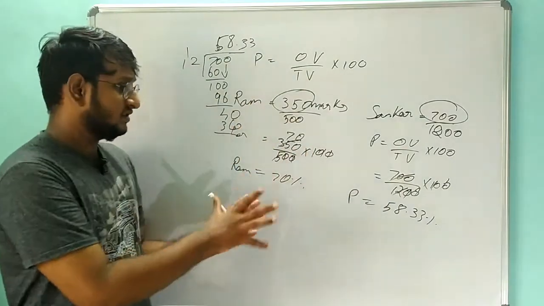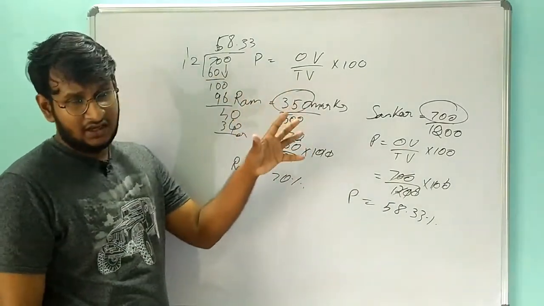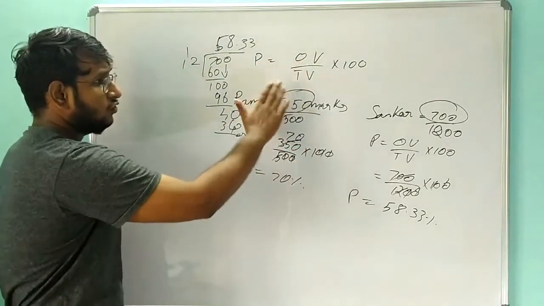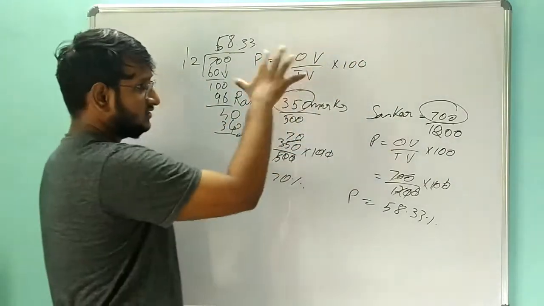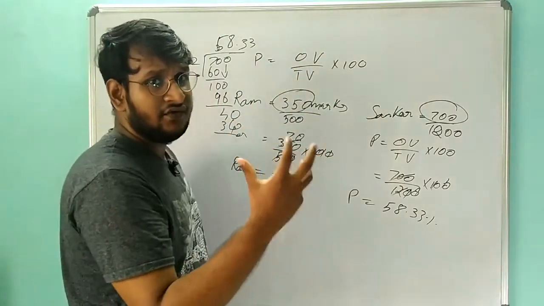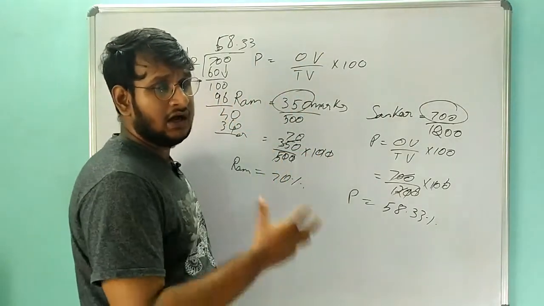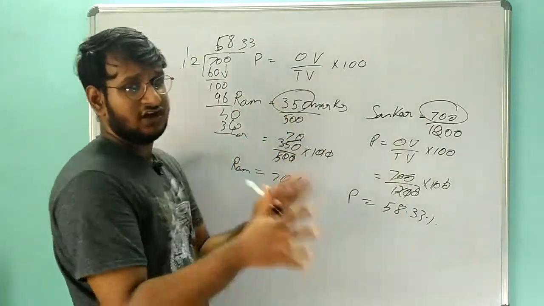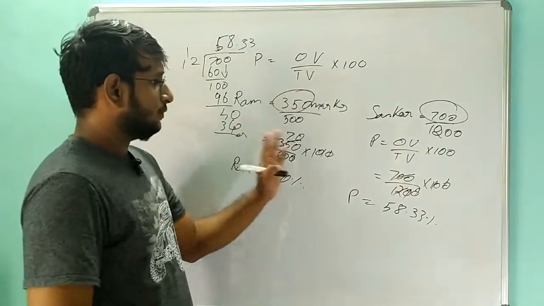So this is what percentage is. Percentage is nothing but a comparison tool where we use this formula, that is obtained value by total value into 100. By using this formula, we get the percentage of a number with respect to 100. Percent means 100, and we are comparing with 100. So this is what percentage actually means.